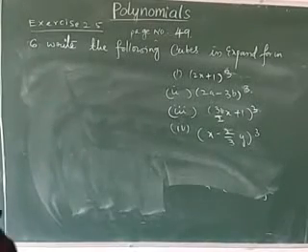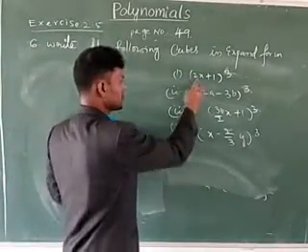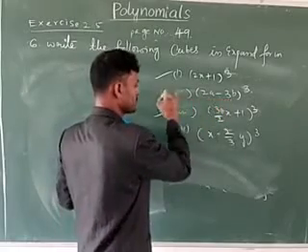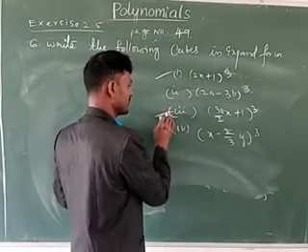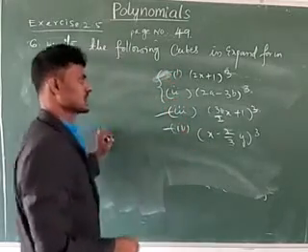Now, the sixth one: write the following cubes in expanded form. This is the (a plus b) whole cube formula. This is also the (a plus b) whole cube formula. This is the (a minus b) whole cube formula. This is also the (a minus b) whole cube formula. That's why the first two you have to do as homework, and the last two I will explain.